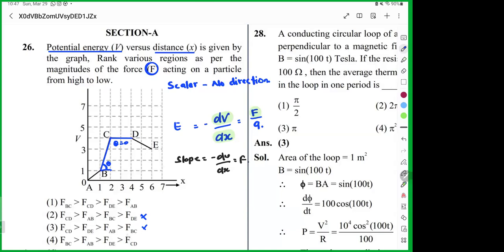CD will be minimum. And next, option 1 is saying the minimum is in AB. Not possible, because AB has a positive angle and CD has 0. So practically this is not possible. Only option 4 remains. Tell me guys, was this JEE question really difficult? Sir, is this a JEE question or a NEET question? JEE question. This is a JEE question.